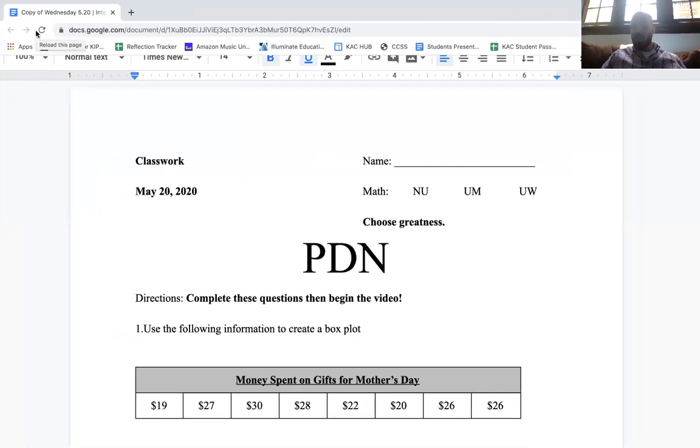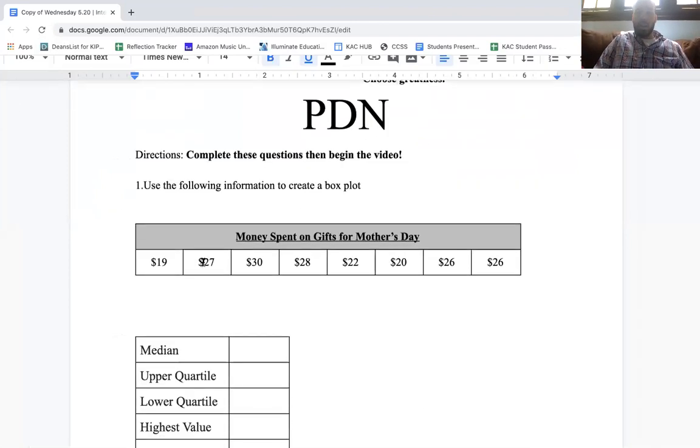It is Wednesday. We're working on box plots again. Unlike yesterday, we're not going to be creating box plots. We're going to be looking at box plots and answering some questions on them. So go ahead and pause the video to fill out the PDN. Come on back when you are done.